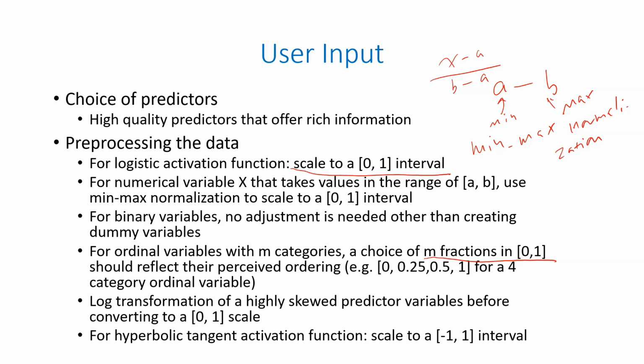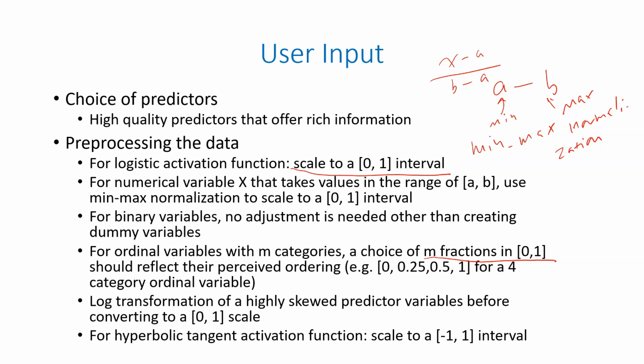For example, if your data consists of 5 choices, very dissatisfied, dissatisfied, somewhat satisfied, satisfied, and very satisfied, then you can convert them into 5 fractions in the 0 to 1 range. For example, very dissatisfied being assigned the value of 0, dissatisfied being assigned the value of 0.25, somewhat satisfied being assigned the value 0.5, satisfied being assigned the value 0.75, and very satisfied being assigned the value 1.